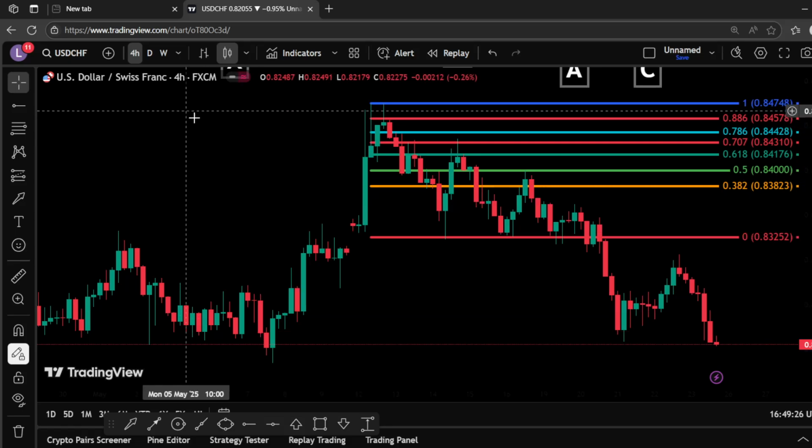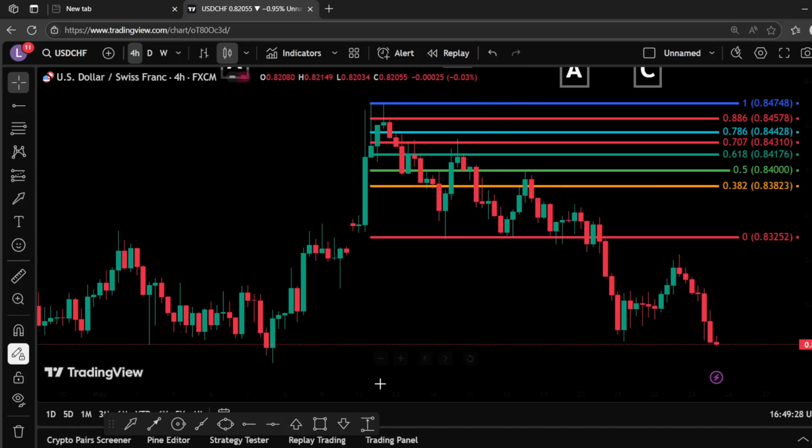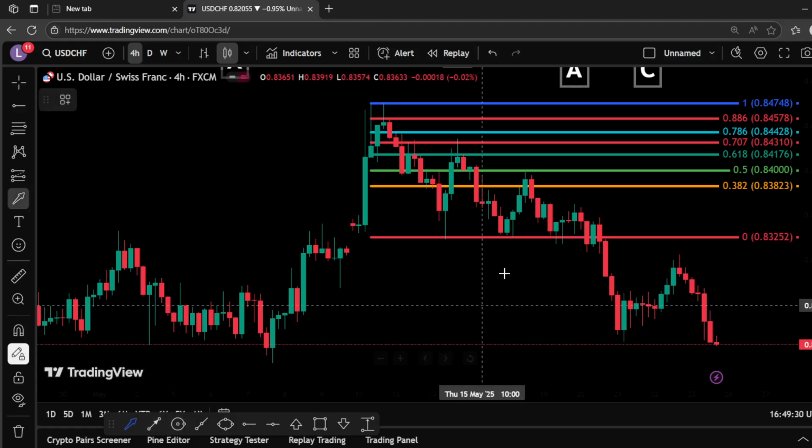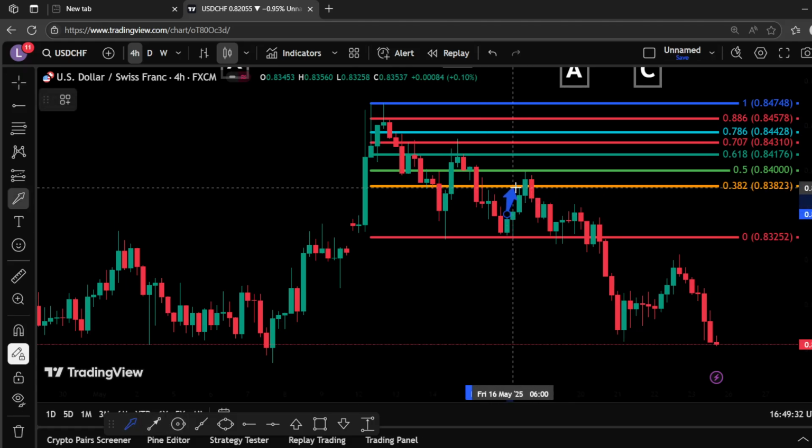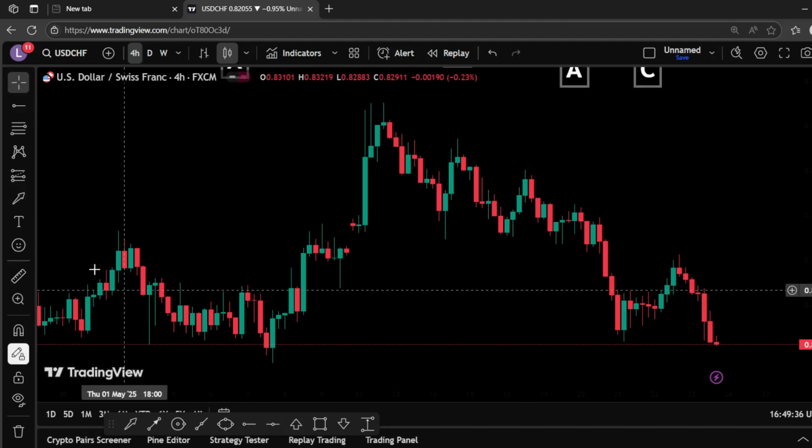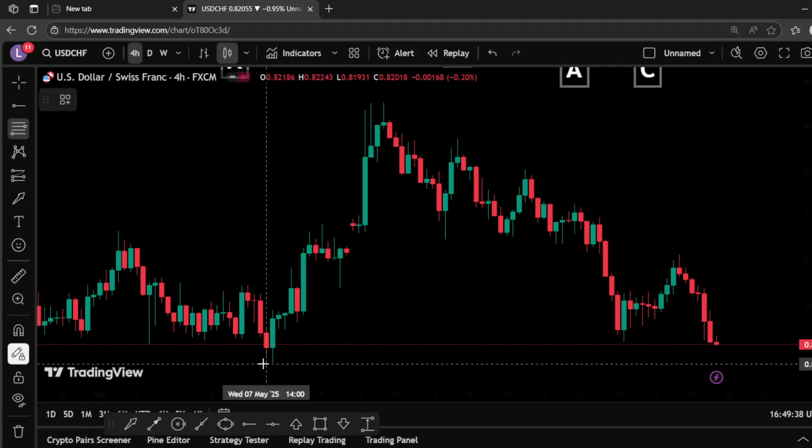Let me get rid of that. So as you can see, we touched at least 0.382, which is the yellow line. So it is valid. Okay, so let's get this feedback again.